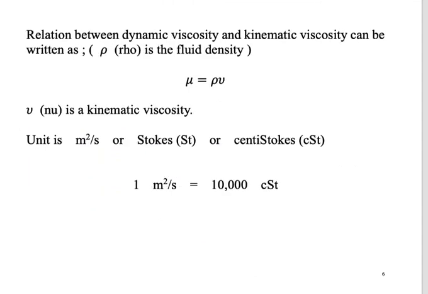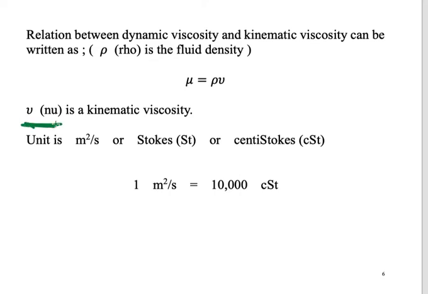And then we have another type of viscosity, named the kinematic viscosity. The relation between dynamic viscosity and kinematic viscosity can be written as this one: mu is equal to rho times nu. So this is mu, the dynamic viscosity. This is rho, the density of the liquid or the density of the fluid. And this is nu, the kinematic viscosity.